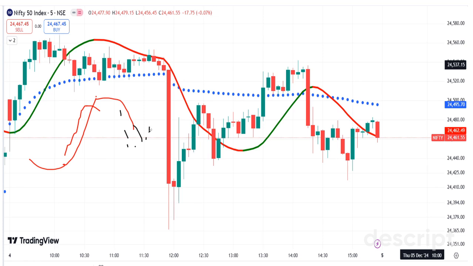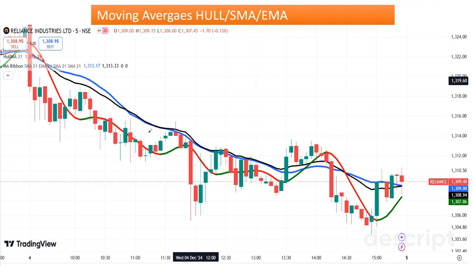The indicator works greatly in intraday scalping also. Just to give a perspective, I've plotted the Hull, SMA, and EMA in the same time frame. I took the example of Reliance.